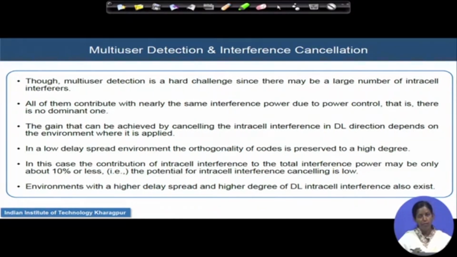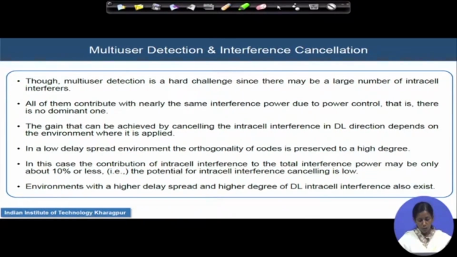In the uplink, the scenario is much easier compared to the downlink, and in the downlink the cancellation of the intra-cell interference will largely depend upon what exactly the environment is. For example, if it is a slow fading environment where the delay spread is also very low, then the orthogonality of the codes will prevail. There won't be much loss in the orthogonality of the multiple codes, and you can preserve the orthogonality to a very high degree. And in that situation, in the downlink scenario, you can apply this interference cancellation mechanism.